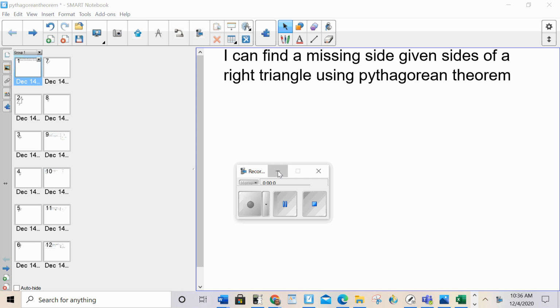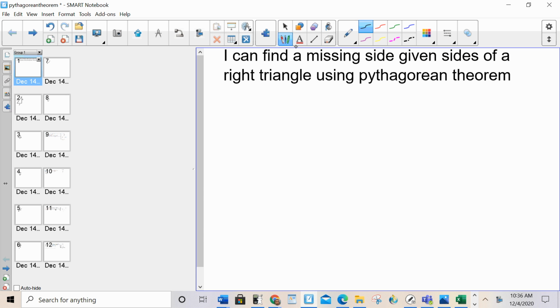Hello everybody, today I can find a missing side given sides of a right triangle using the Pythagorean Theorem. So this is something that you should have learned in 8th grade math. Did you learn it in 8th grade math or not? Well, I can't speak to that, but I'm going to teach it to you today.